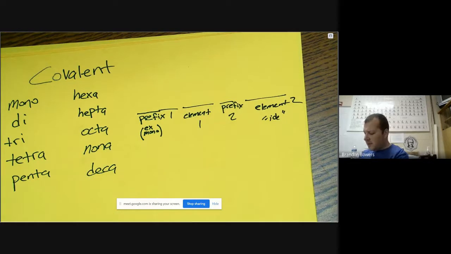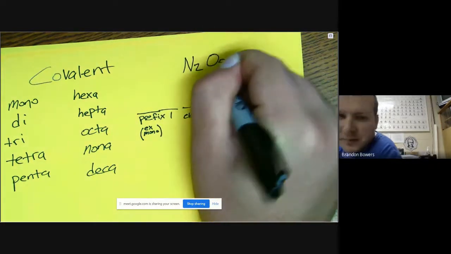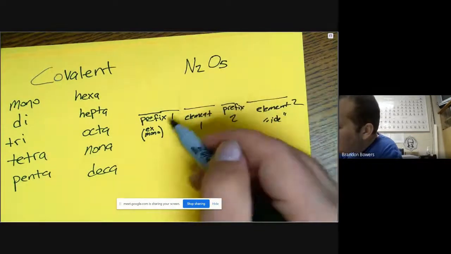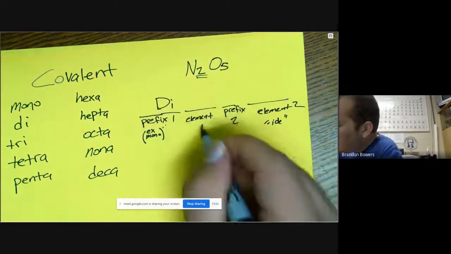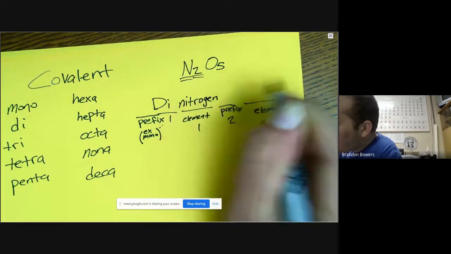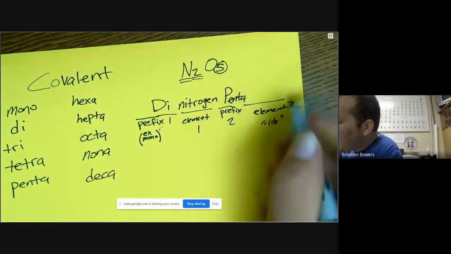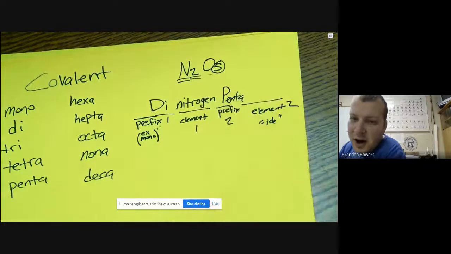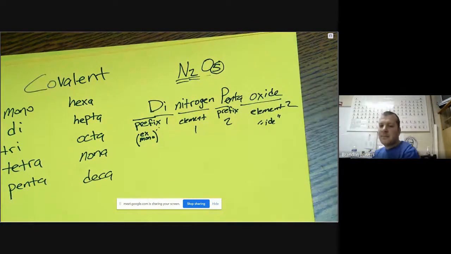So one example might be, what is N2O5? Well, I've got to start with my first prefix. The prefix for 2 is di. The element, well, N is nitrogen. The prefix for the second element, 5, is penta. And element 2 ends in -ide. Well, oxygen ending in -ide would be oxide. Okay, so hopefully that's a little bit of a review.